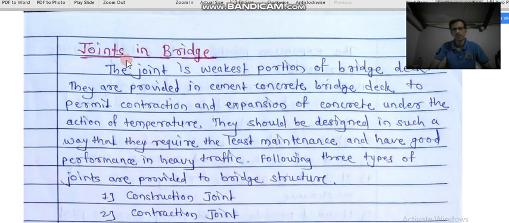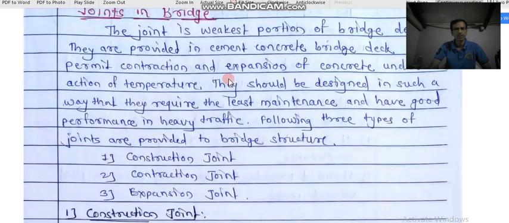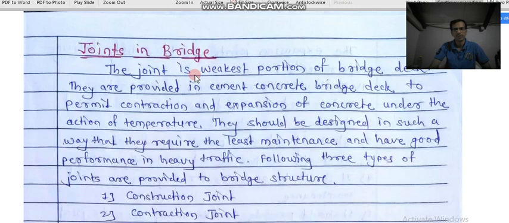Related to bridge engineering, we can have various types of joints. So, joints in a bridge. Before studying the expansion joints, we are going to study joints in a bridge. A joint is the weakest portion of the bridge deck, and joints are provided in a cement concrete bridge deck to permit contraction and expansion of concrete under the action of temperature.